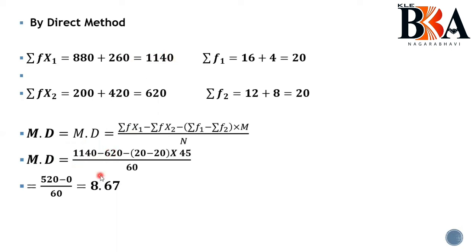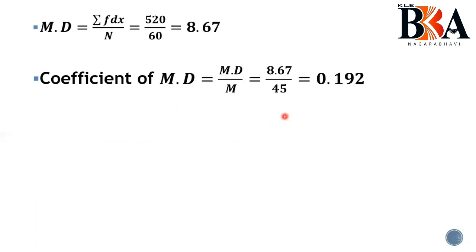The answers are directly taken here, understood? So 1140 minus 620 minus 20 into 20 minus 20 into 45, which is the median value. When you get this answer, that is 8.67, fine, now you can directly go for the coefficient of mean deviation. Same, 8.67 divided by 45, that is the median, right? Same thing. So these are the two methods where you can go for the solution.